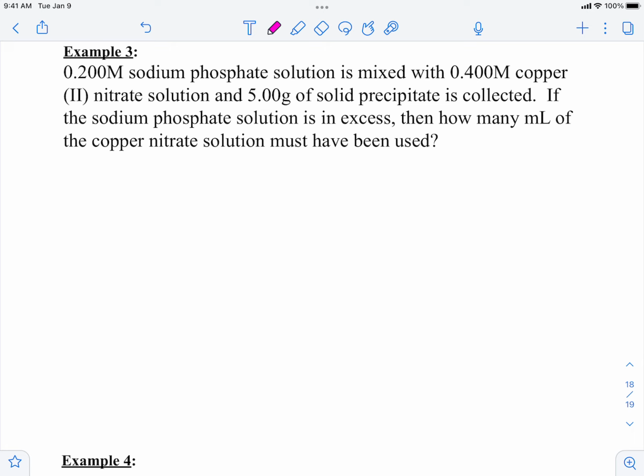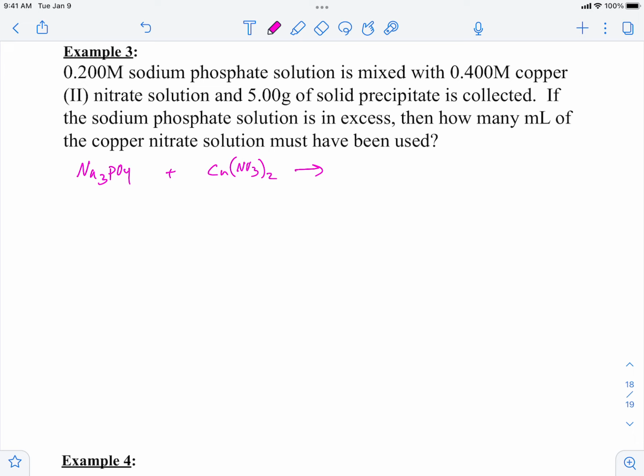Okay, so first things first, we need a balanced equation. So sodium phosphate. Phosphate is a -3. Sodium is a +1, so that's sodium phosphate. Copper nitrate. So copper is a +2 charge. Nitrate is a -1, so we're going to need 2 nitrates in that formula.